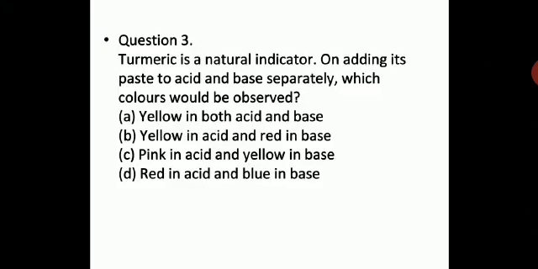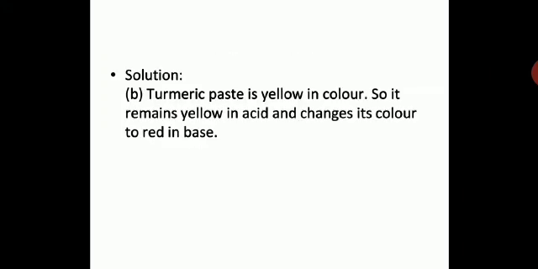Then question 3. Turmeric is a natural indicator. On adding its paste to acid and base separately, which colors would be observed? So now you have learned about the natural indicator, the color changes you have learned. You should be able to do this very easily. First one, yellow in both acid and base, yellow in acid and red in base, pink in acid and yellow in base, red in acid and blue in base. So you should know the correct answer.